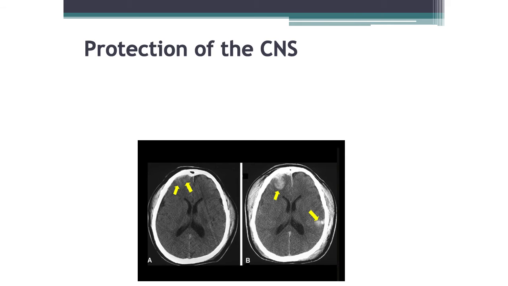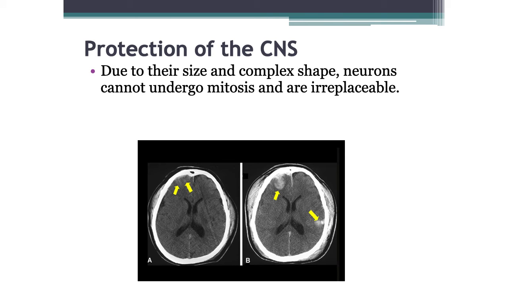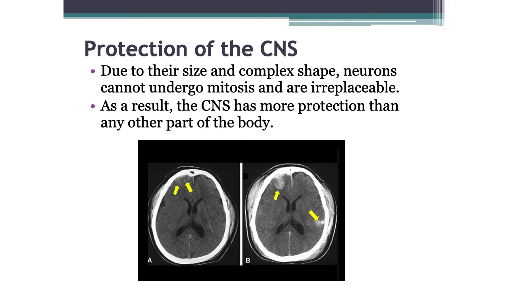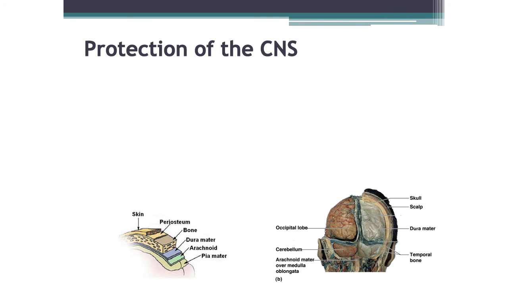So the protection of the central nervous system: due to their size and complex shape, neurons cannot undergo mitosis and are irreplaceable. As a result, the central nervous system has more protection than any other part of the body. So you cannot replace them. So that's why it's important not to do things that cause your brain to have issues. Certain drugs, chemicals cause brain damage.